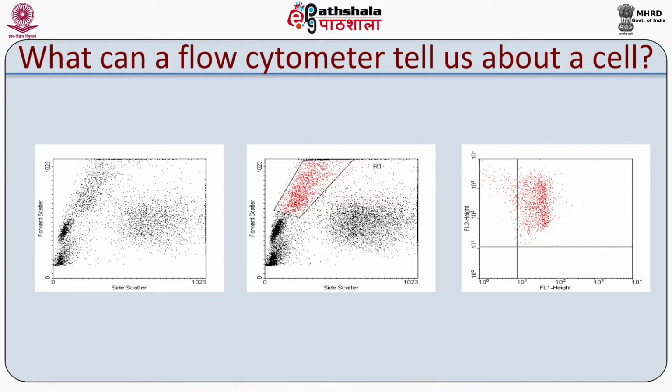Furthermore, the gate around the red dots that you see in the middle plot can further be characterized by molecules which are fluorescently tagged, antibodies against the antigens in this population, which is shown plotted on the right, FL1 and FL2, which I will be describing.